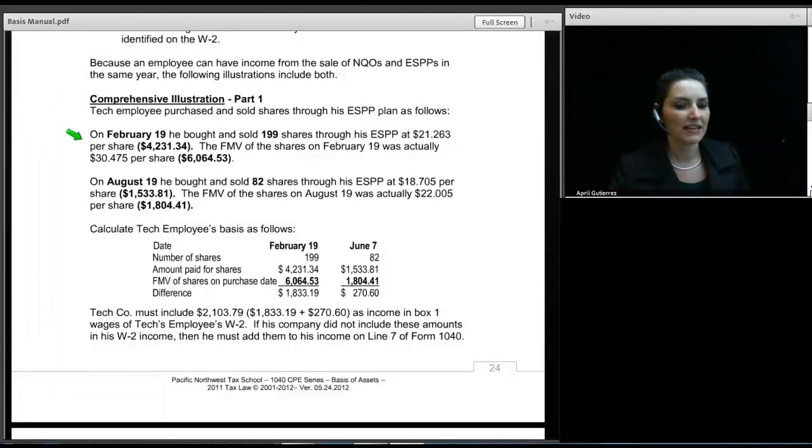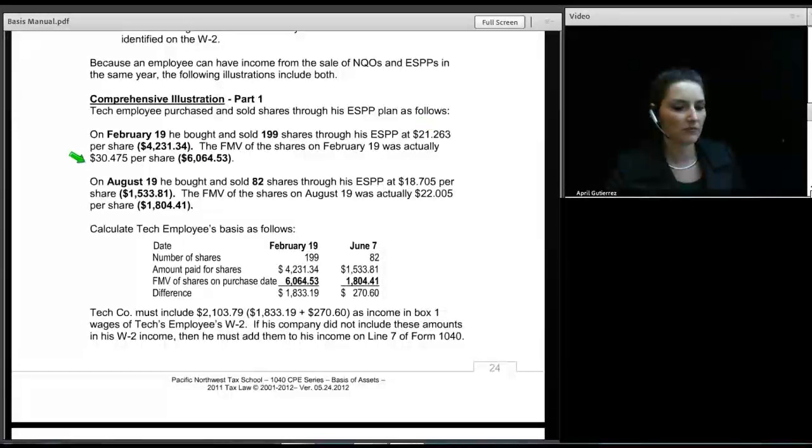On February 19, he bought and sold 199 shares through his ESPP at $21.263 per share, or a total of $4,231. Then the fair market value on those shares on that date was actually $6,000. So this is the spread right here. There's also a spread per share here.